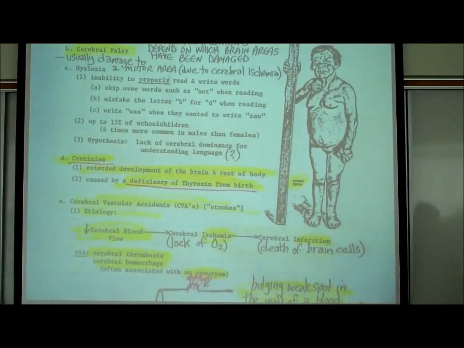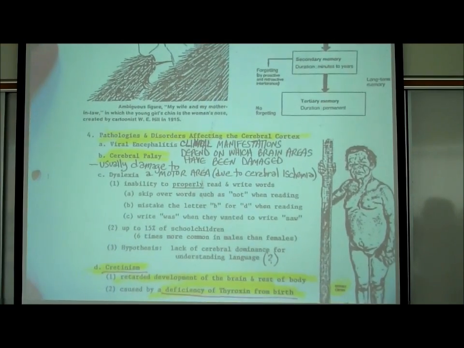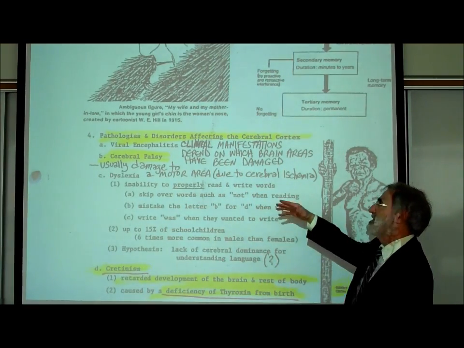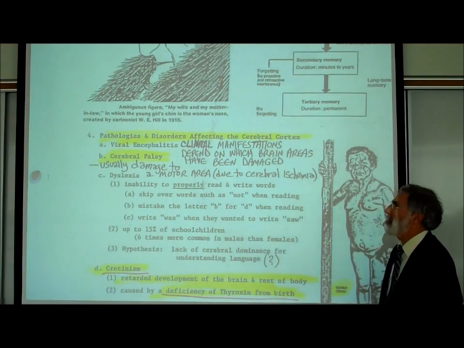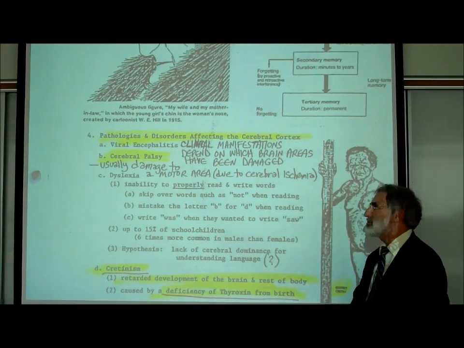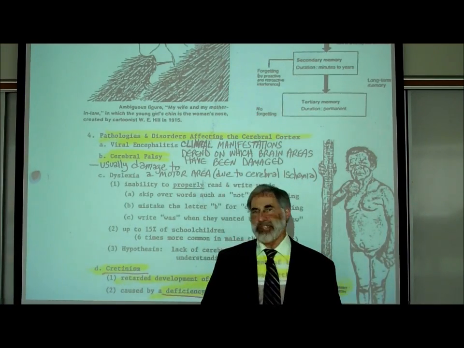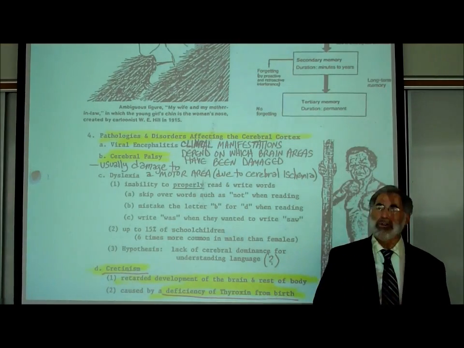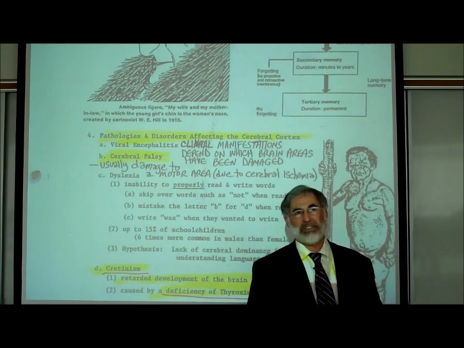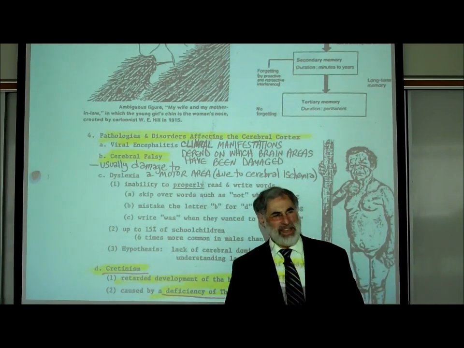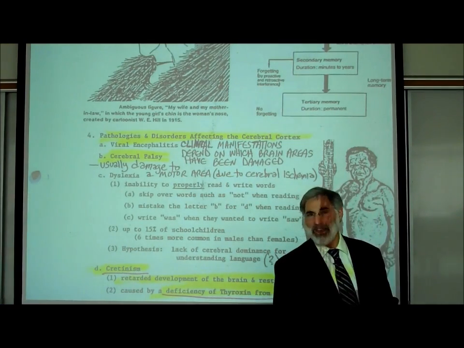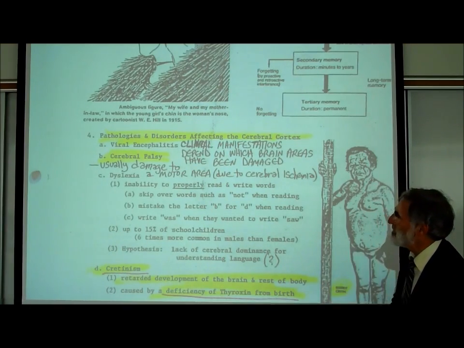On page 115, we want to speak briefly about some pathologies and disorders affecting the cerebral cortex. What is viral encephalitis? Obviously that's a viral infection of the cerebrum, and depending upon which parts of the cerebrum are damaged, it might result in a certain deficit in brain functioning. If the viral infection has damaged the primary motor area, then there will be a motor deficit, a loss of motor control. If the virus has damaged the language comprehension area, that would affect the ability to understand language.